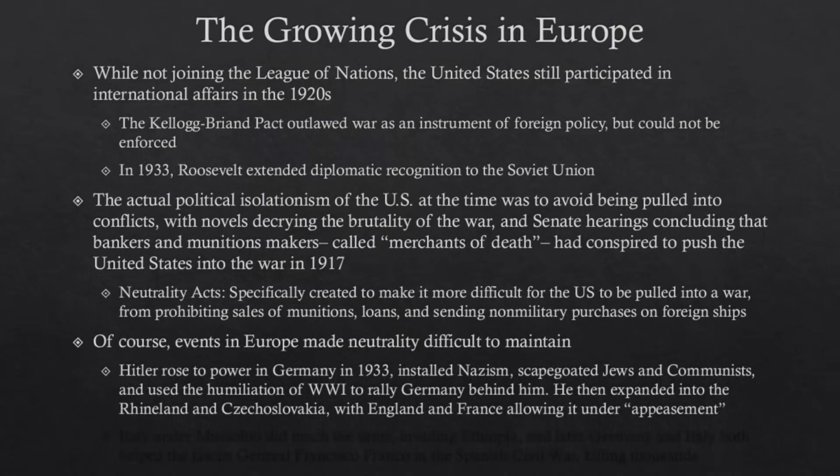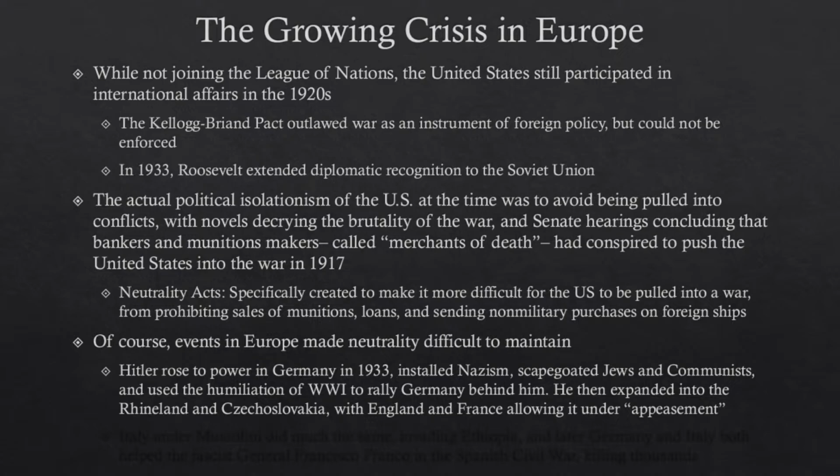Obviously, things in Europe made neutrality difficult. For those of you that are in both of my classes, we've seen in great detail what was going on in Europe, but the Cliff Notes version: Hitler was happening. Scapegoating Jews and communists, rallying Germany behind him due to what happened in World War I, taking land in the Rhineland and Czechoslovakia.